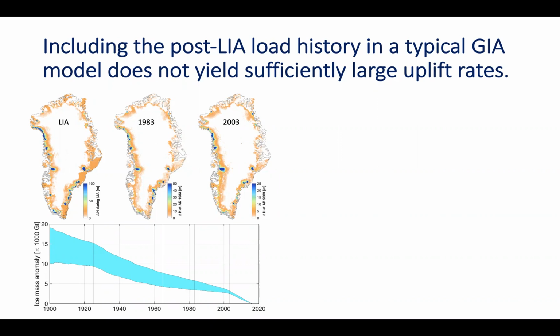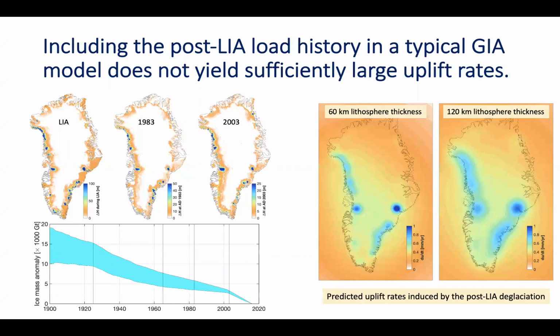But anyway, now the question is, if we include this reasonably well-resolved deglaciation sequence from the Little Ice Age in a typical GIA model, it's not going to really solve the problem, because the level of improvement that it could give is at the level of sub-millimeter per year, which is shown here. So here, for a typical GIA Earth model, we force this model by this deglaciation sequence, and for a number of lithosphere thicknesses. No matter what thickness we choose, we're not going to get the significant amount of uplift rates that is required to fully explain the residual, which is on the order of 3 to 5 millimeters per year.